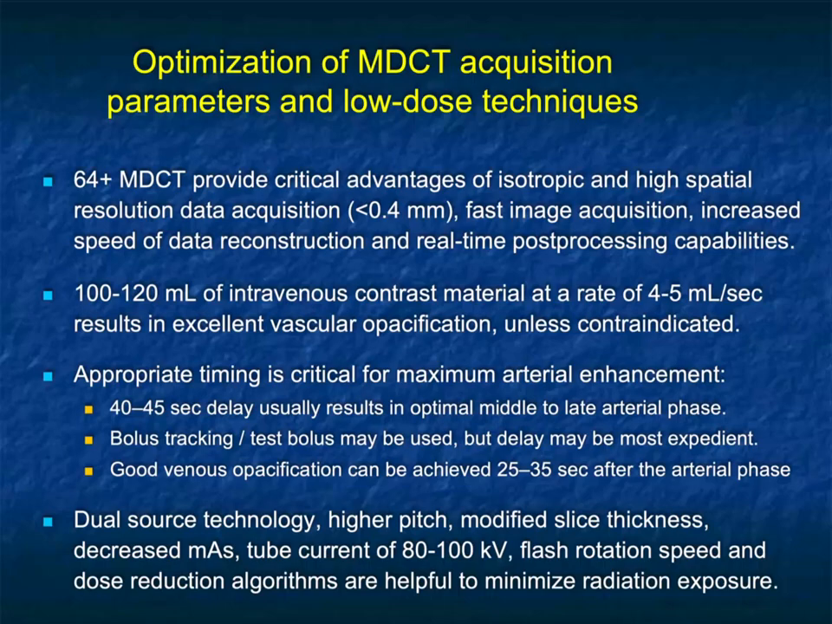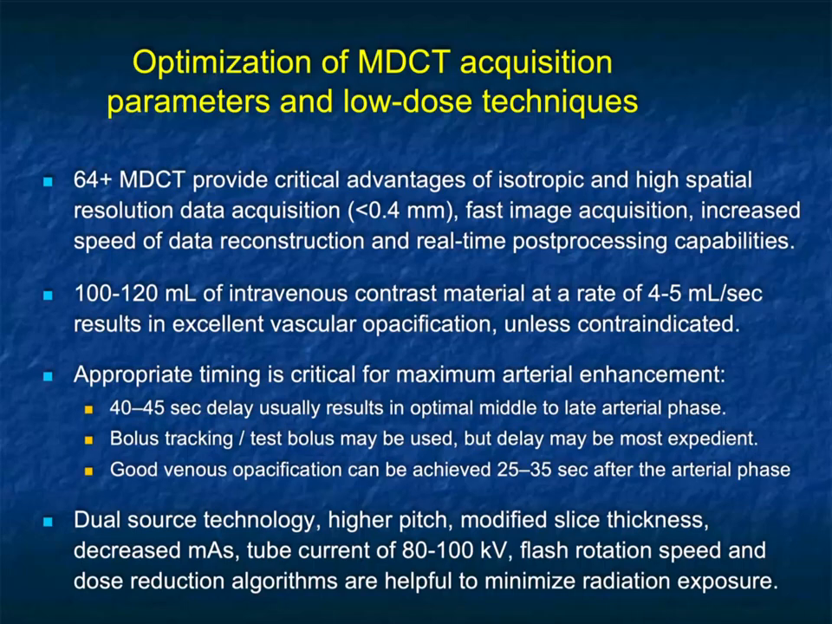IV contrast, we like injection at 5 cc's, 100 to 120 cc's depending on patient size and what else you may be examining. If I'm doing the entire body, I want 120 ml. Timing is critical, usually about a 40-second delay for arterial. Bolus tracking can be used, but a 40-second delay works typically very well, and an additional 30 seconds for venous phase imaging. After arterial phase, if you're going to do venous phase imaging as well.